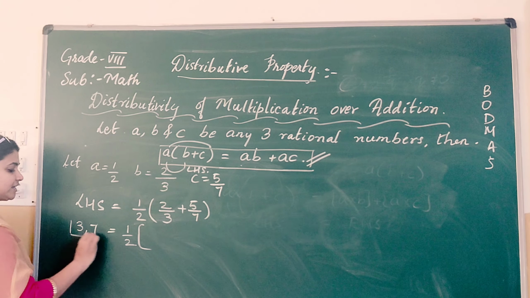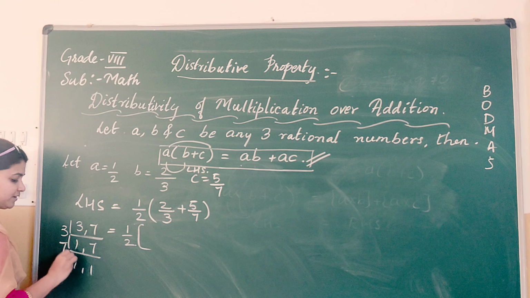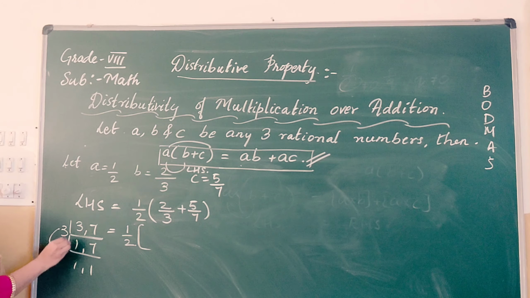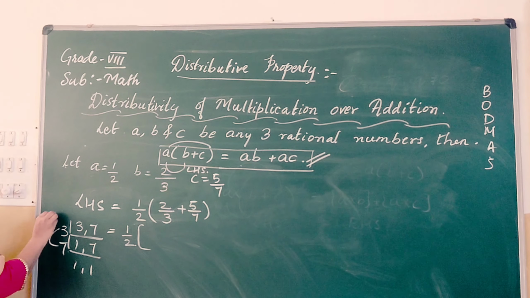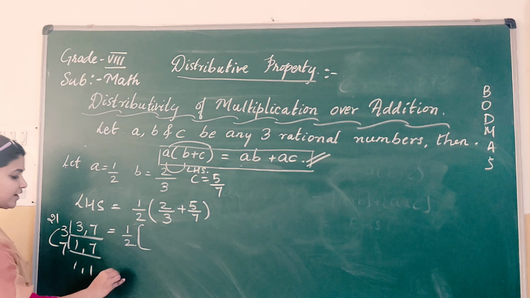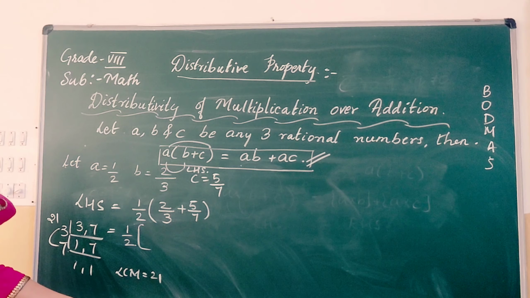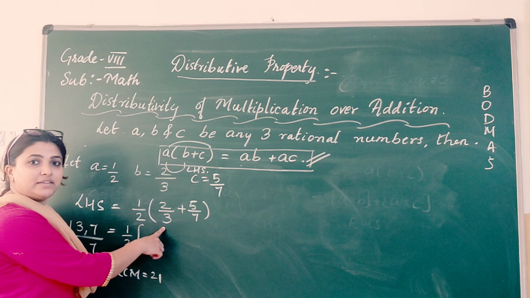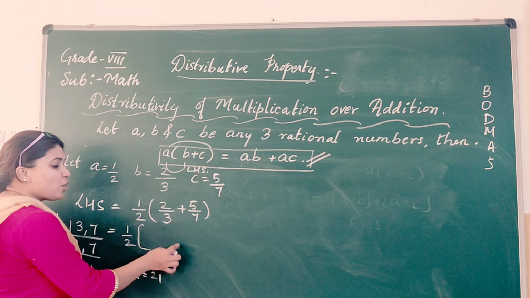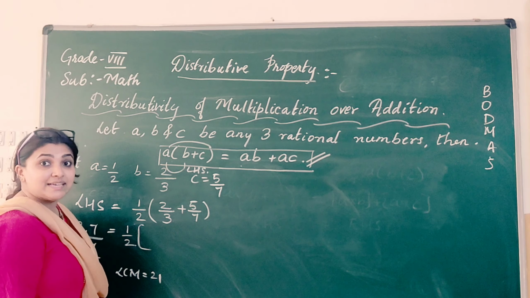LCM of 3 and 7 is: 3 ones are 3, write 7 as it is. 7 ones are 7. Okay, so 7 3s are 21. So my LCM is nothing but 21, right? LCM is equal to 21. So now 3 what are 21? 3 7s are 21. So I have to multiply my numerator and denominator both by 7.